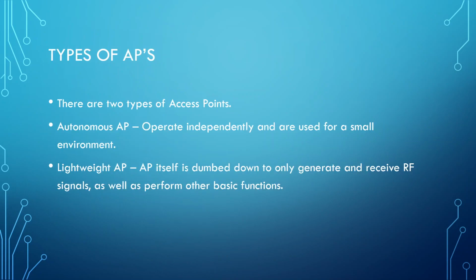There are two types of access points: autonomous access points, which operate independently and are used for small environments, as an example, a house or a small office, and lightweight access points. With lightweight access points, the access point itself is dumbed down. Essentially, it's just a device used to generate and receive RF signals, as well as perform other basic functions. A lightweight access point is controlled by another device called a wireless LAN controller, which is the brain of the whole wireless network. Lightweight access points are very good for larger corporate environments, because the APs can be controlled centrally by one device.